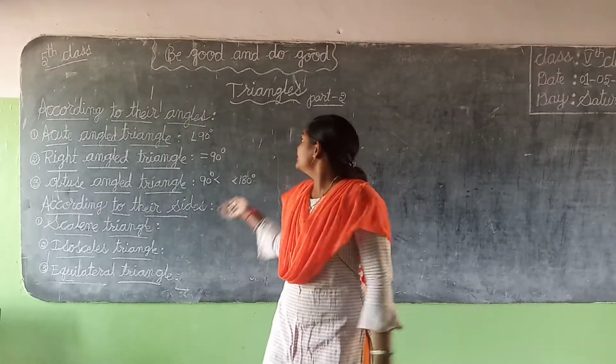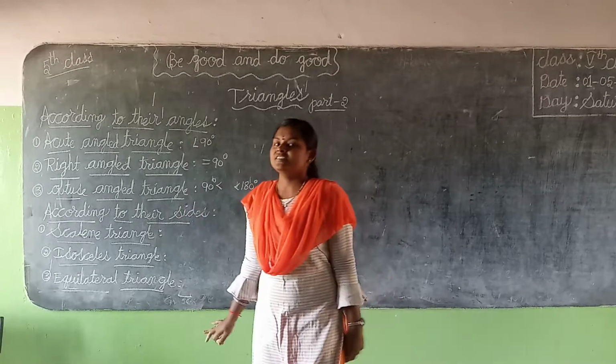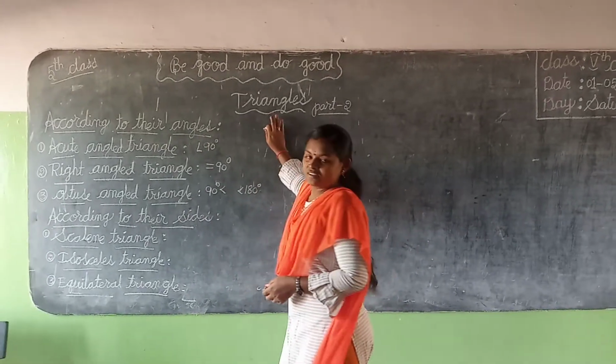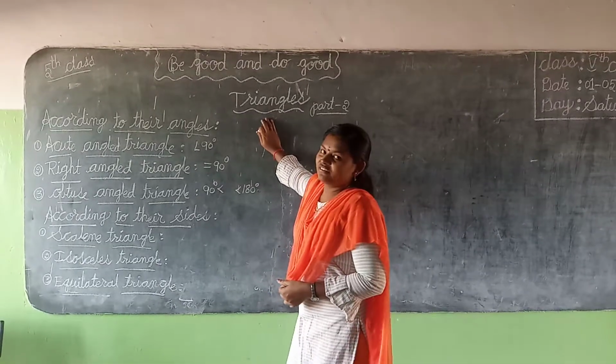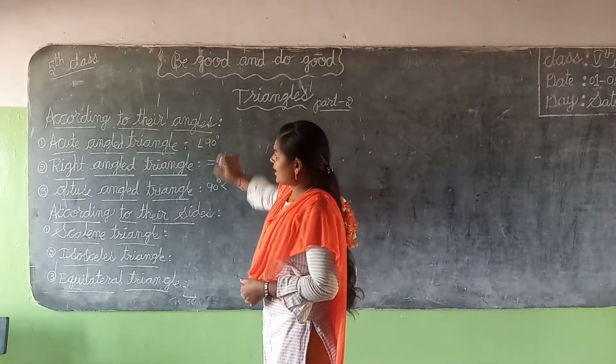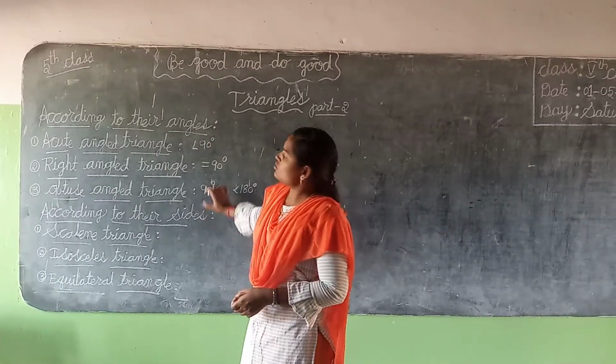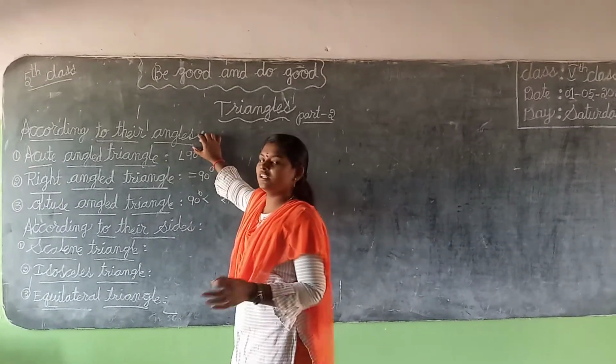Last class we discussed the triangles chapter, so today we are also discussing this topic. Now, classification of the triangles. There are two types: the first is according to their angles, and the second is according to their sides. According to their angles, there are three types of triangles.